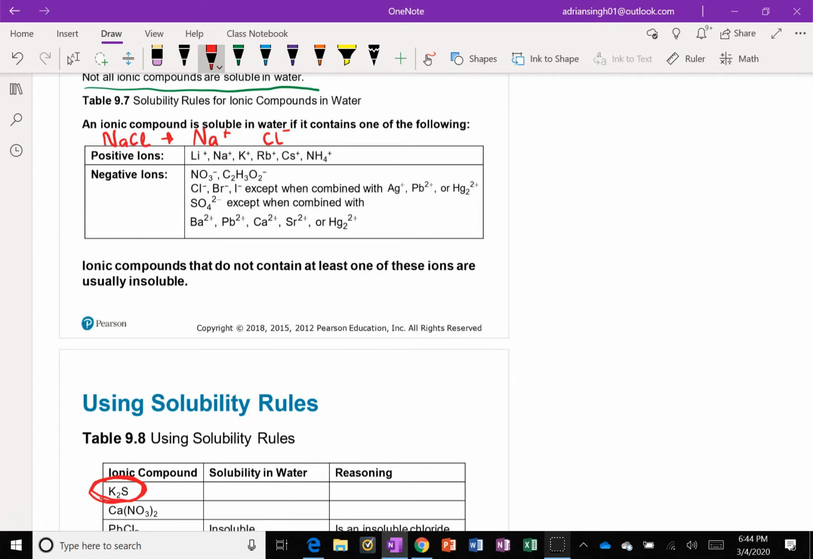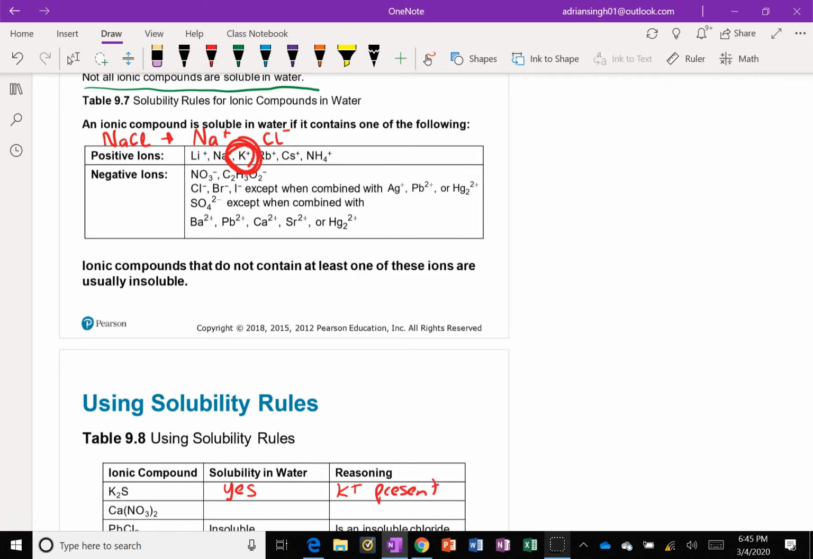Potassium, yes, K+, right there. Potassium sulfide contains the potassium ion, so it's soluble. That's how you use the chart. It's not that difficult, just locate the ions. But you have to figure out what ions make up the compound. That's the challenging part, and then you can use the table. So yes, this will be soluble in water because K+ is present.